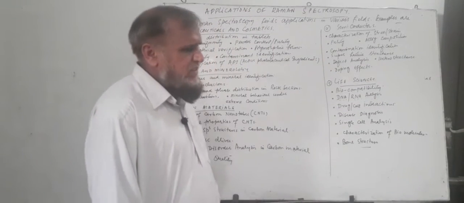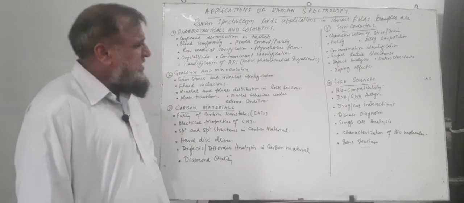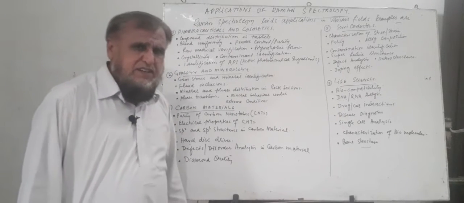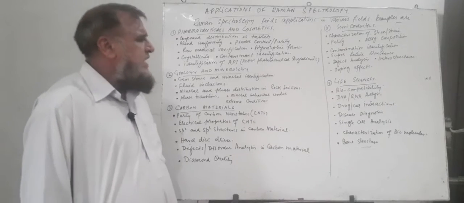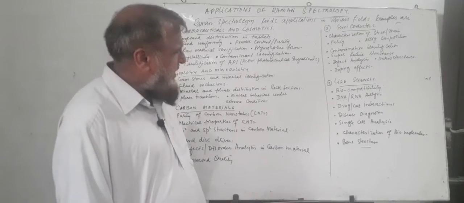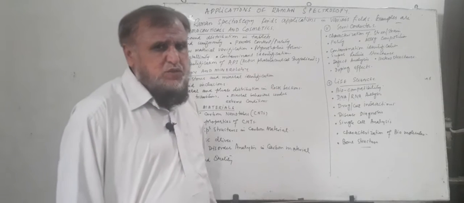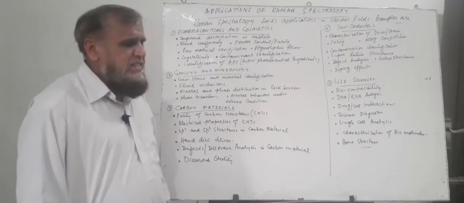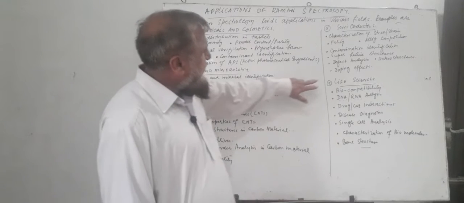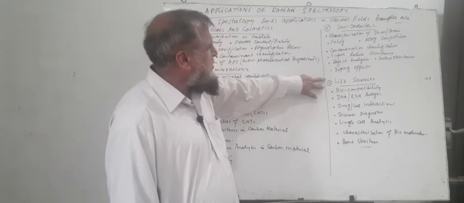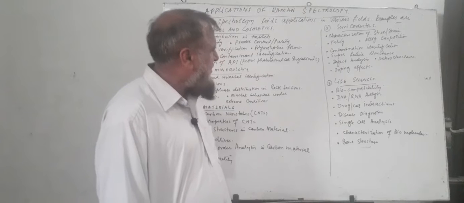Doping is a process in which silicon and germanium are mixed with pentavalent or trivalent impurity, and as a result we get n-type and p-type crystals respectively, and these are then used for making semiconductor diodes and transistors. Now, the fifth field in which Raman spectroscopy can be used is the life sciences.